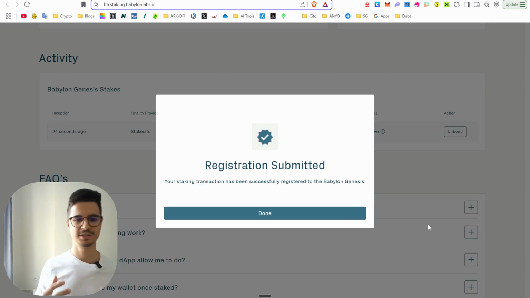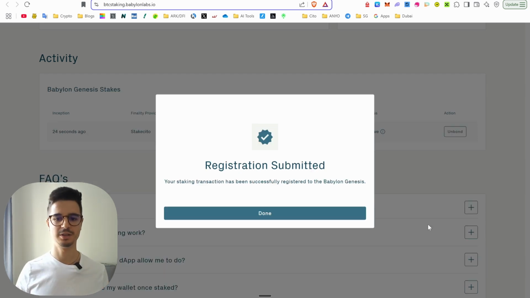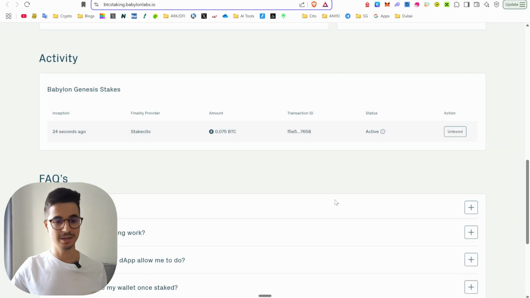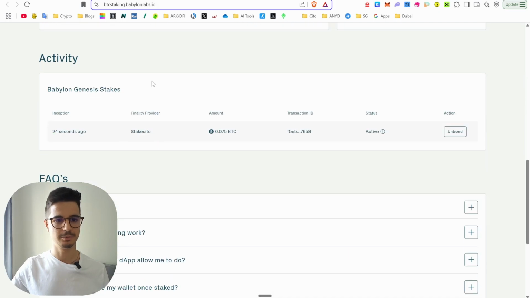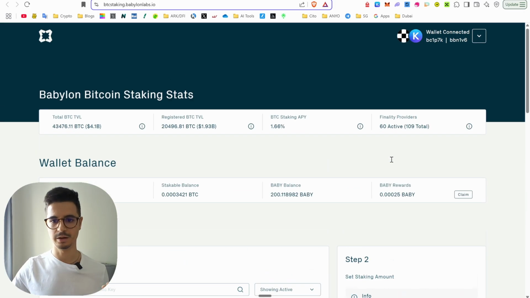Registration submitted. Your staking transaction has been successfully registered to Babylon Genesis. Congrats. So yeah, that's basically it. Now we see here in the dashboard that we have an active Babylon Genesis stake of 0.075 Bitcoin. It is delegated to Stakecito, our finality provider. The status is active, and we are earning 1.66% APY. And over here, you already see that we got some baby rewards.